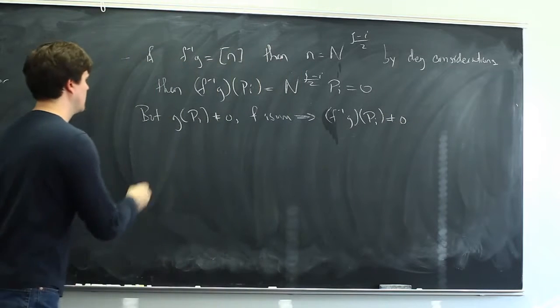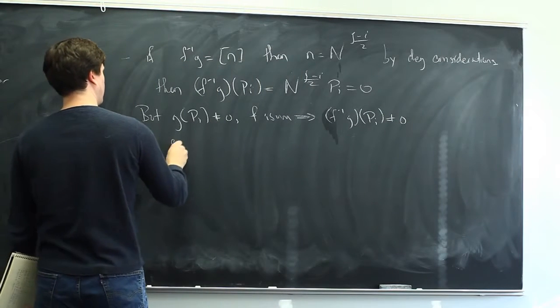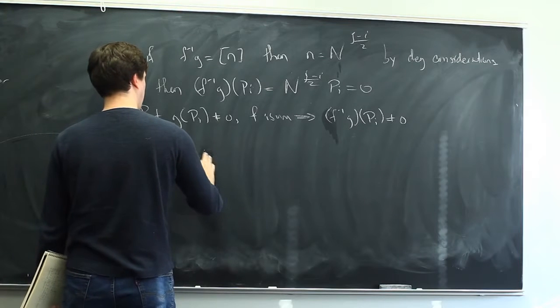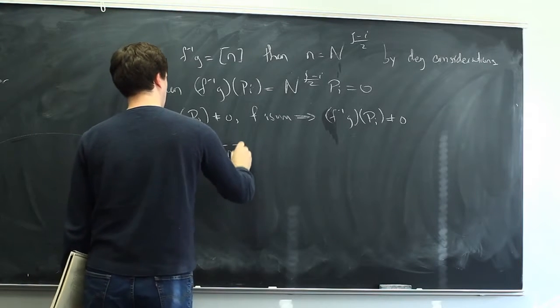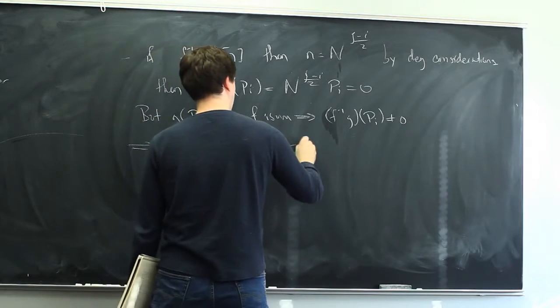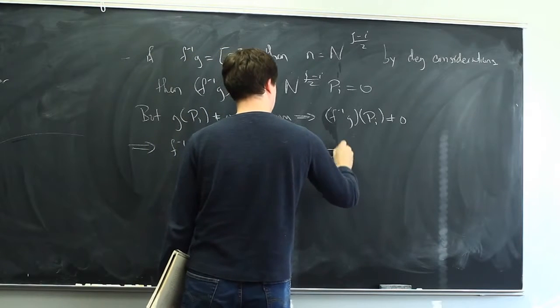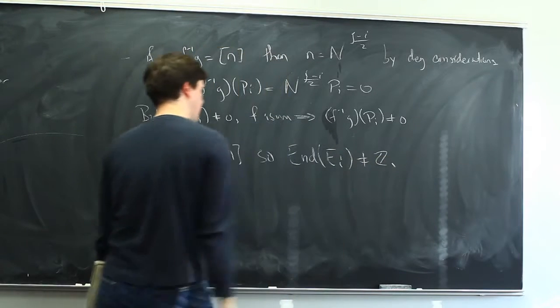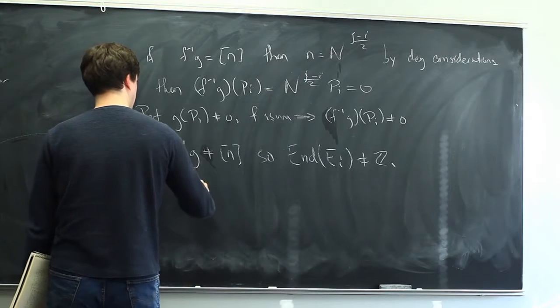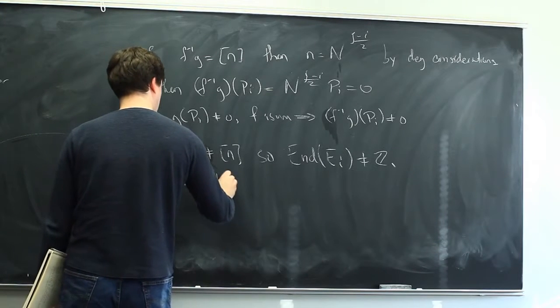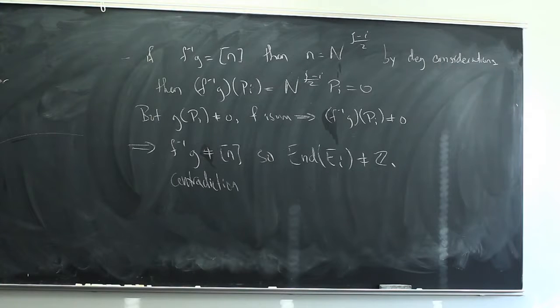Okay, so that means that f inverse g is not of the form multiplication by m, and so the endomorphism ring of E_i is not equal to Z. And that's a contradiction. So that contradicts our assumption that we have an E_1 and a P_1, right? So that means that no such elliptic curve and point exists. Okay? Any questions?